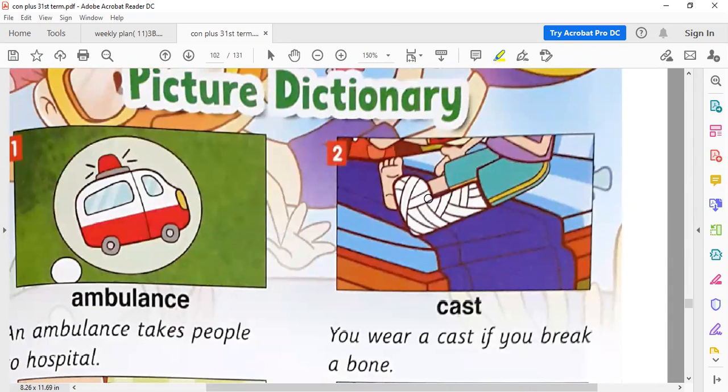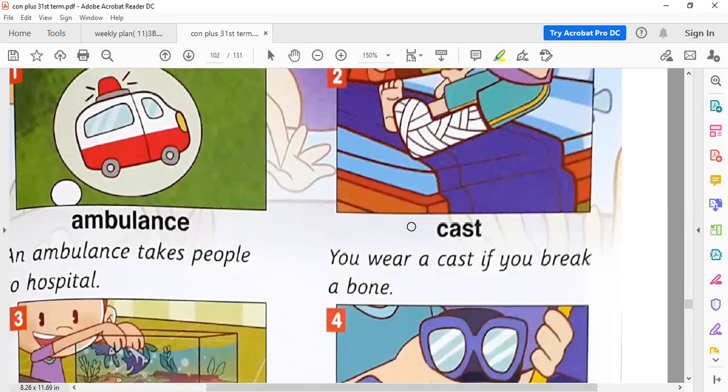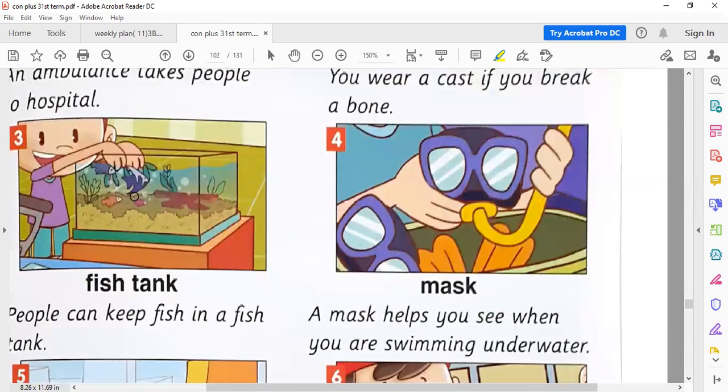Does the boy have a healthy leg or a broken leg? What's the term? Does the boy have a broken leg or a healthy leg? What is the name of this white thing on his leg? Yes. Now look at picture number 3. What is the name of this place? Fish tank. Who lives in a fish tank?